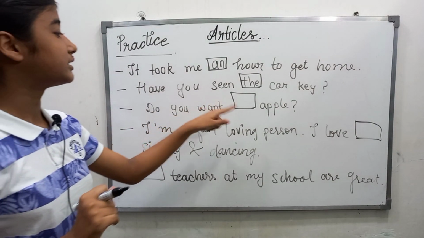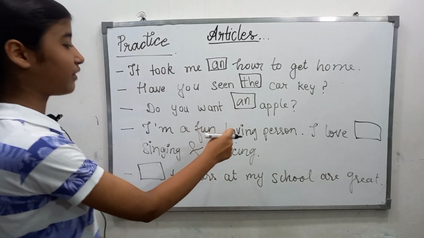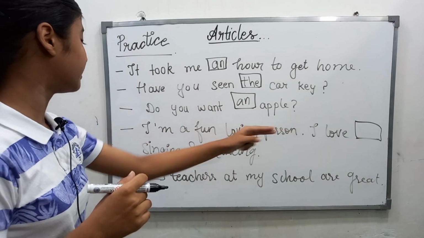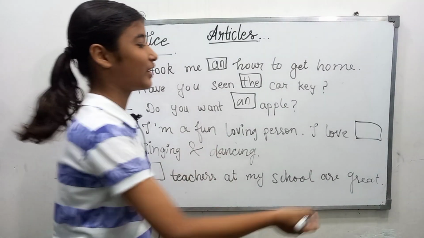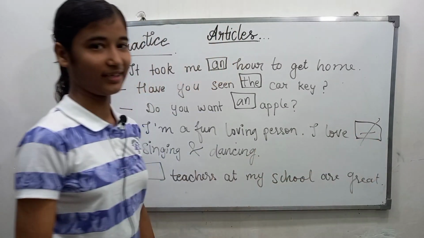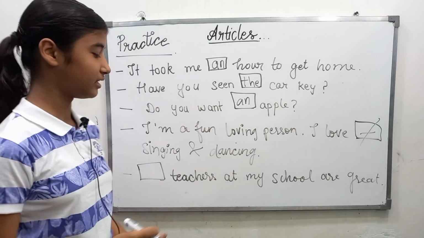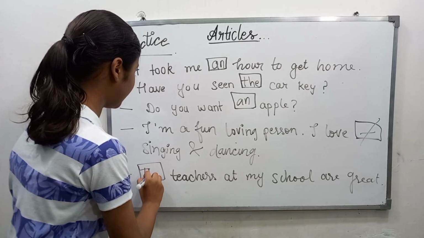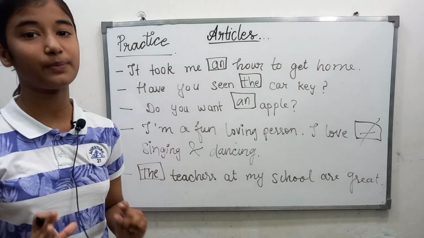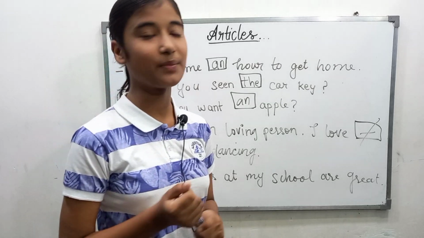Do you want dash apple? An apple. I am a fun-loving person. I love dash singing and dancing. Singing and dancing? No, you're not going to put any type of article here. You're just going to say, I'm a fun-loving person. I love singing and dancing. Dash teachers at my school are great. The teachers, because I'm talking about specific teachers at my school, are great. I hope you understand the concept of articles.